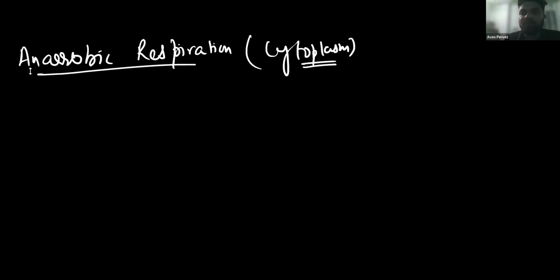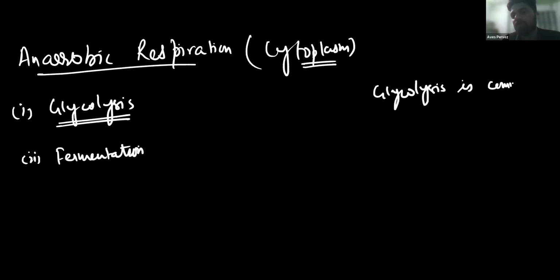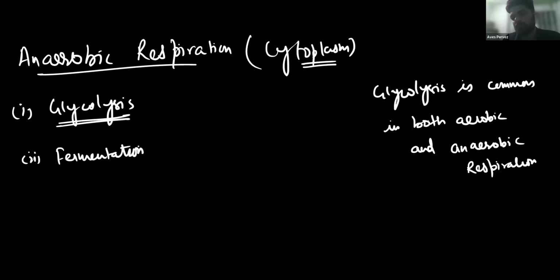What is the first step? There are two steps. One is glycolysis. The second one is fermentation. So this step, glycolysis, is common in both aerobic and anaerobic respiration. This step is common in both.